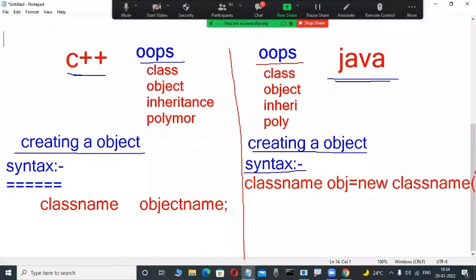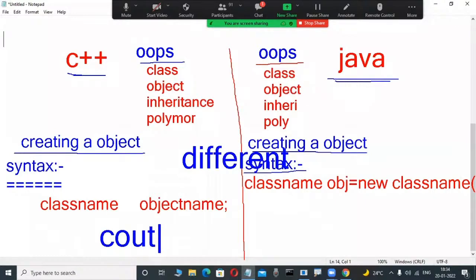Observe here. These two languages are syntactically different or the same? Different. Syntactically different. Conceptually, OOPS concepts are the same, but syntactically different. And functions are also totally different. Suppose in C++ I want to display output, cout is a function for streaming output. And now in Java, what is the function?